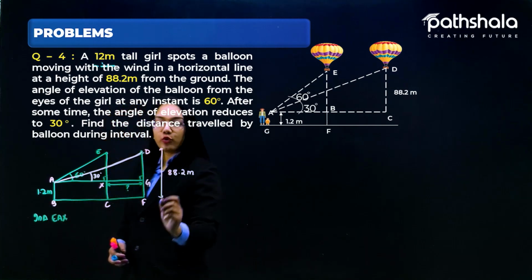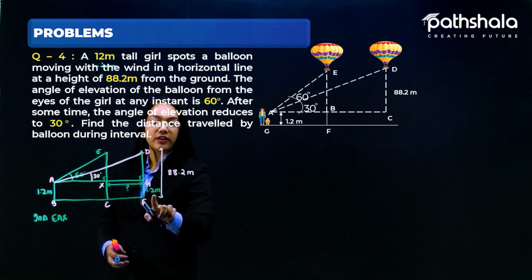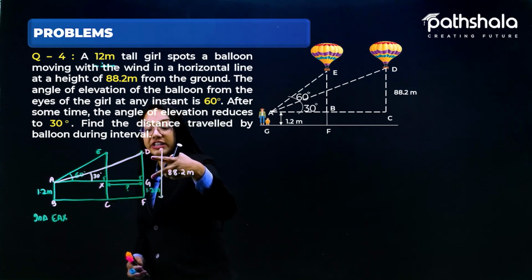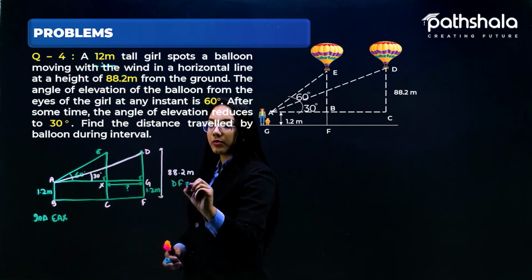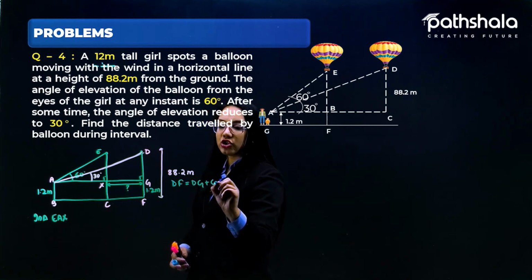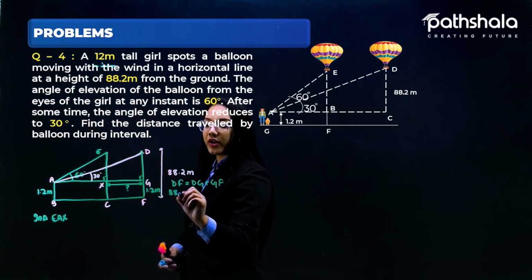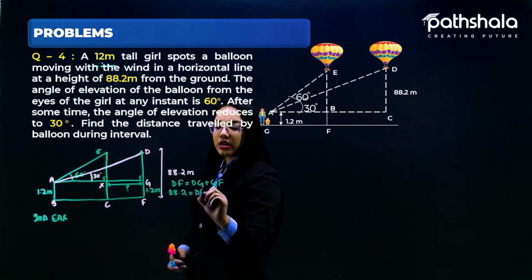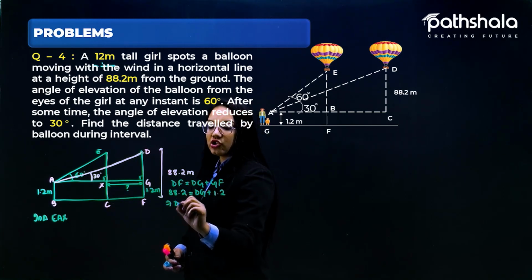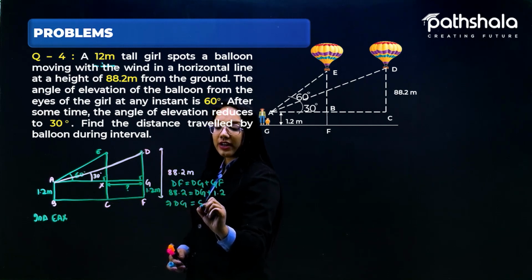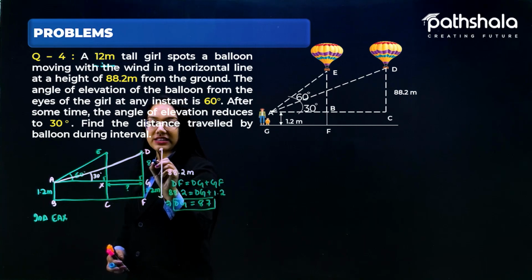So if this is 1.2 meters then this would also be 1.2 meters, and if this is 1.2 meters then we can calculate DG. How can we calculate DG? We know that DF is equal to DG plus GF, and this DF is 88.2. This DG is the value that we wanted to find. This is 1.2. So DG is in total 87. DG is nothing but 87, so this is 87 meters.